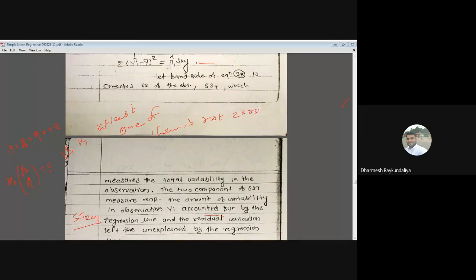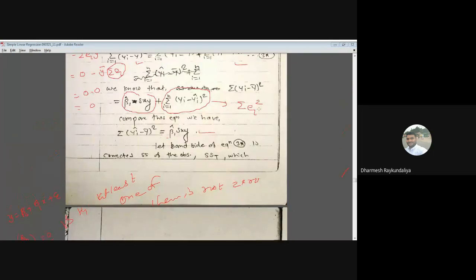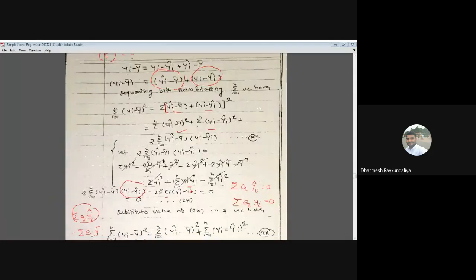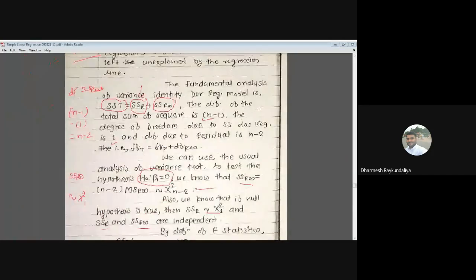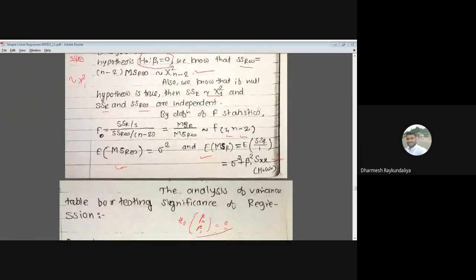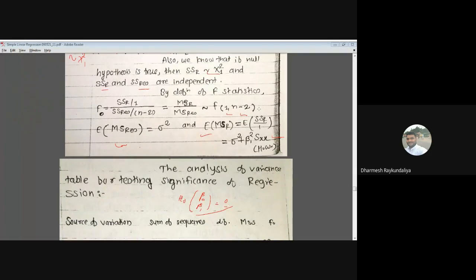So to perform this, we apply the analysis of variance. To perform the analysis of variance, we divide the total variance into two parts: variation due to the sum of squares due to regression and variation due to the errors. Then we show that it is an F distribution and compare the calculated value of F with the critical value of F. If the calculated F exceeds the critical value of F, then we reject H naught.